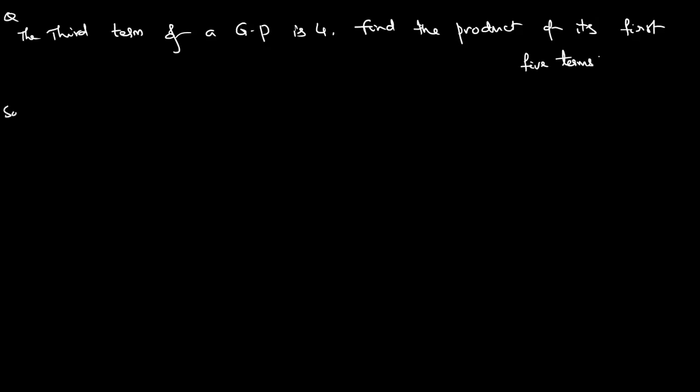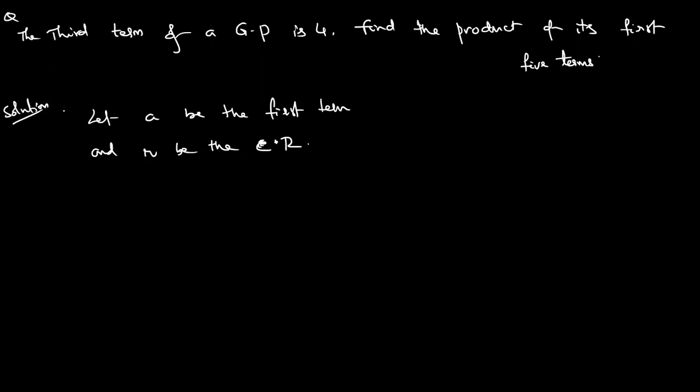How to solve, anyone? The third term of a GP is 4. Find the product of its first 5 terms. Means what? Let, every time, let A be the first term and R be the common ratio. Then what is it? AR square, AR cube, like that.